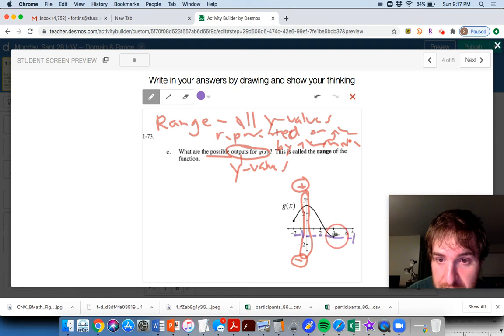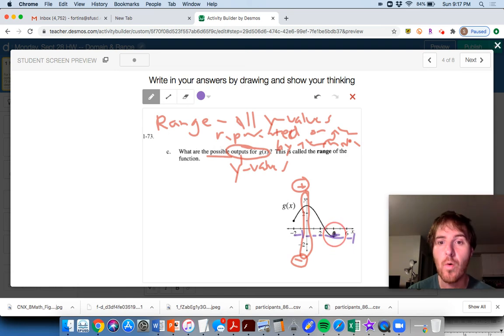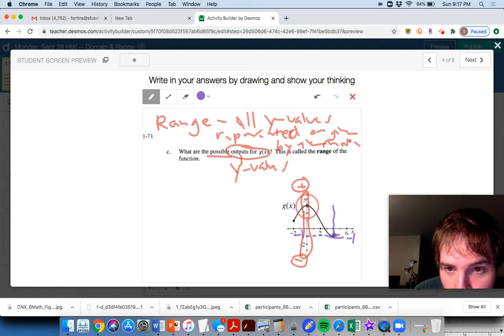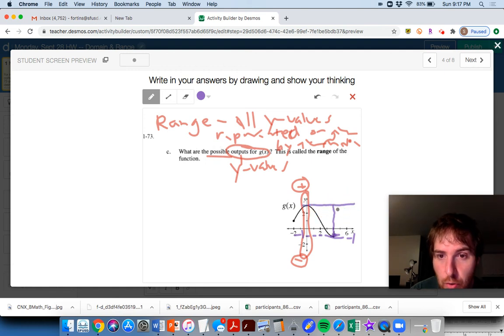It's -1. And here is where I'd start. Start here, draw a little horizontal line at -1, and I have to go up. Tell me when to stop. When am I done with my range? Where are my y values at? Well, it looks like my y values end right here. So this is our range of this particular relationship, of this function.